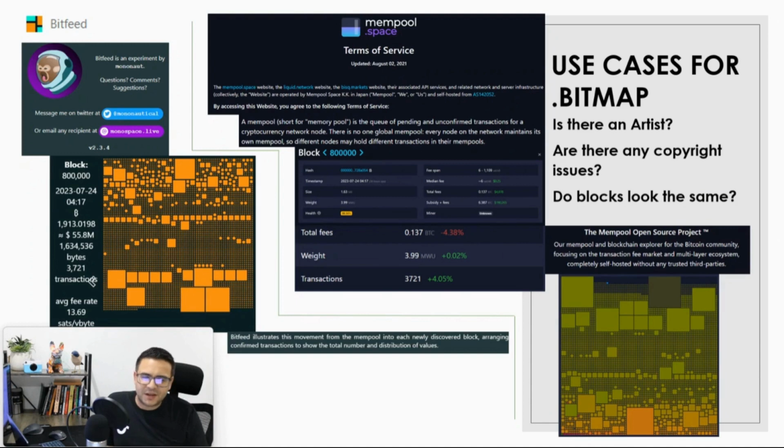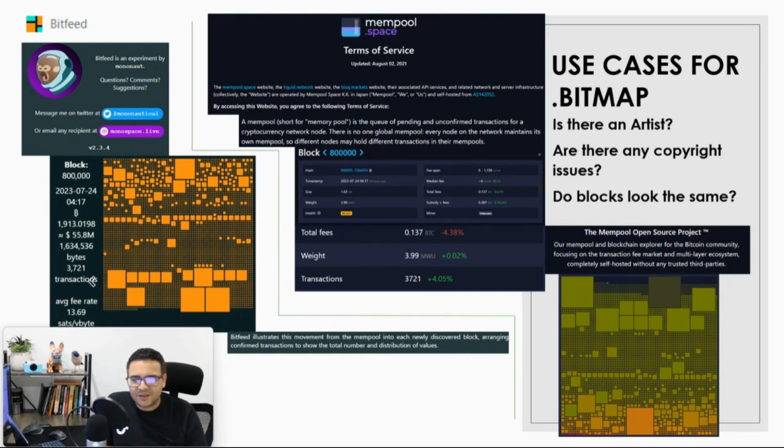So continuing on the theme of this potentially being considered a piece of art or a collectible item, I think there are a few questions we need to ask first. And the first one that you can see is that I've asked, well, is there an artist then for these blocks?